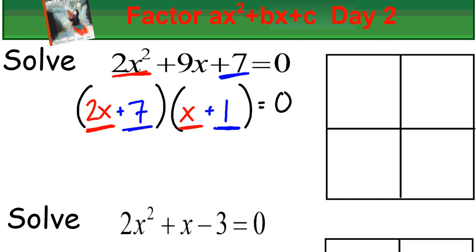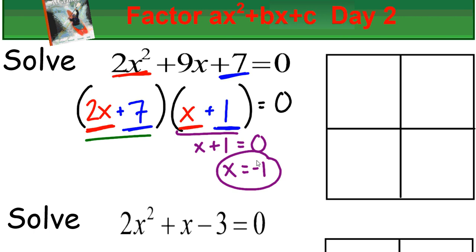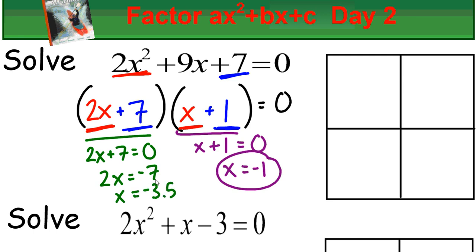Now again, I have two things multiplying. You can think about it like being green thing times purple thing equals 0. Well, the purple one's easy to answer. What would x have to be in order to make it be 0? You can see I need x plus 1 to equal 0, so you subtract 1. X would have to be a negative 1. Over here, I need 2x plus 7 to equal 0. So how do I solve? I subtract 7 and then divide by 2, and half of 7 is 3.5. So negative 3.5 and negative 1 are my two answers.